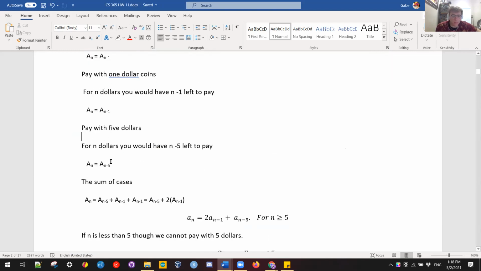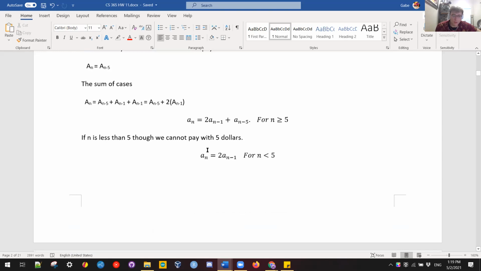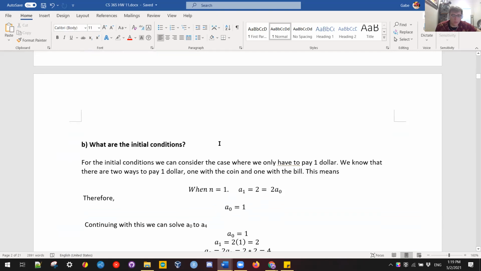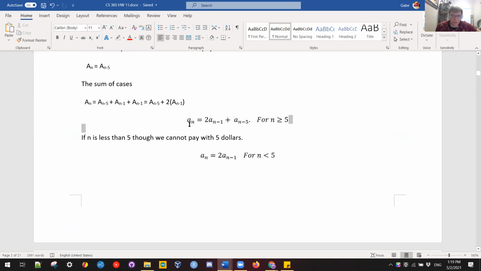So when you add these cases up, you're basically going to get a to the 5, and then this one plus this one. Those two are the same, so this is a 2, and you get this. The reason it has to be greater than 5 is because you can't pay with the $5 if you only have $4 to pay. Exactly. Otherwise, it's only this part because you can only pay with the dollar or the coin. So for the initial conditions, once again, you consider everything before. This is the main answer, but this was just for my help, for understanding.